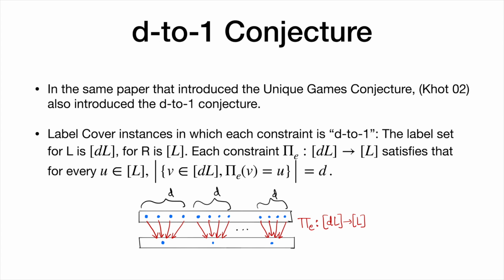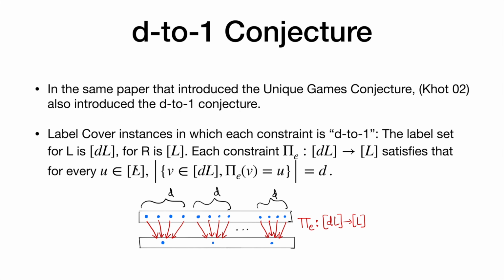As mentioned earlier, these conjectures are all variants of the label cover problem hardness. We have already defined the label cover problem, and the d-to-1 conjecture is a special case of the label cover problem where the constraints are even more structured than before. Previously I mentioned that the constraints are of a projection form, but in the d-to-1 instances of label cover, the constraints have a very structured form of projections.